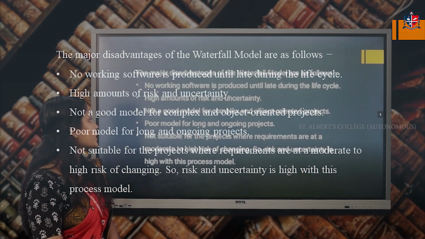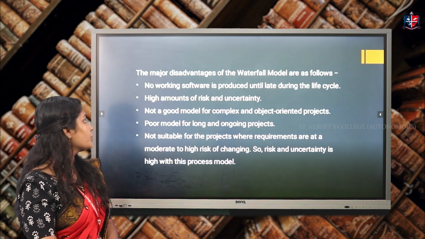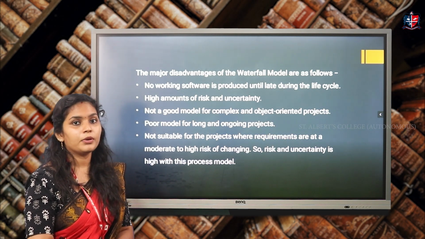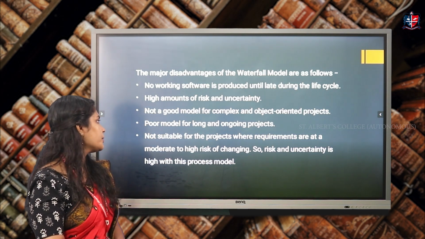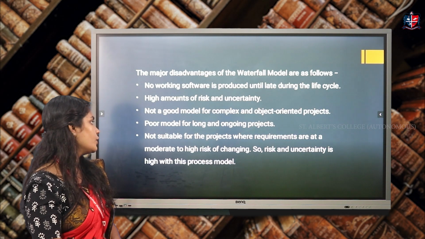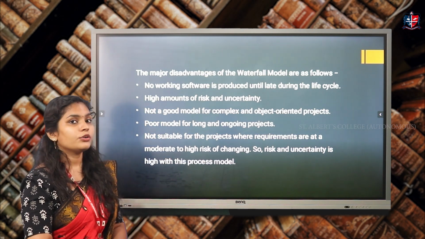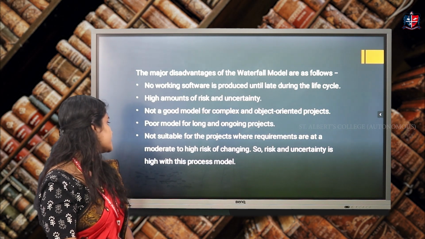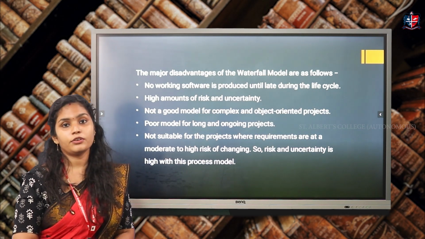No working software is produced until late in the life cycle, and there is a high amount of risk and uncertainty. It is not a good model for complex and object-oriented projects, and a poor model for long and ongoing projects. It is not suitable for projects where the requirements are at moderate to high risk of changing. Risk analysis is not done in the waterfall model, so it is not apt for high-risk problems. Risk and uncertainty are high with this process model. So these are the main highlights of the waterfall model.